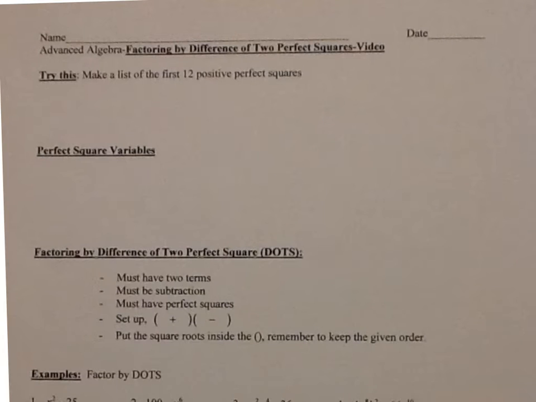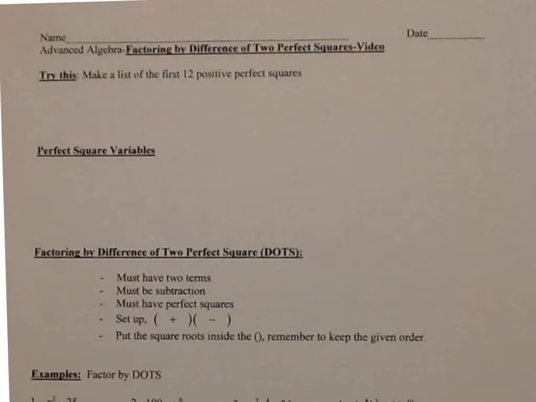So today what we're going to be working on is factoring by the difference of two perfect squares. Okay, so I'd like you to try this. Make a list of the first 12 positive perfect squares, which means I don't want you starting with 0. So pause and you could do that, and then come back, check your answers.